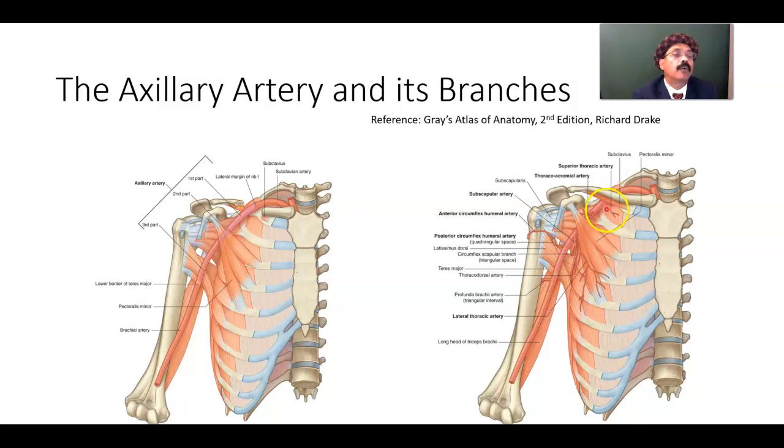From the first part, the branch is the superior thoracic artery. From the second part, we have the thoracoacromial artery and the lateral thoracic artery. From the third part, we have the subscapular artery, anterior circumflex humeral artery, and posterior circumflex humeral artery. These two circumflex arteries encircle the humerus around the surgical neck of the humerus. So one branch from the first part, two branches from the second part, and three branches from the third part of the axillary artery.